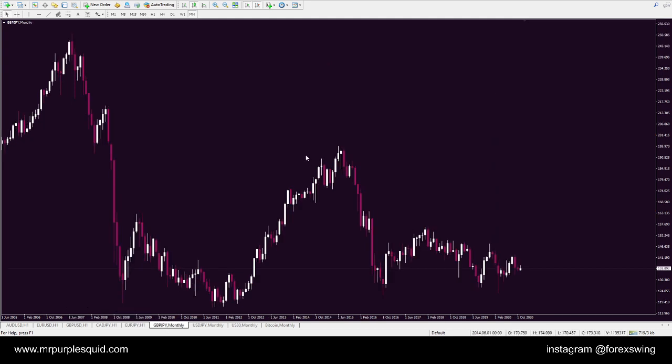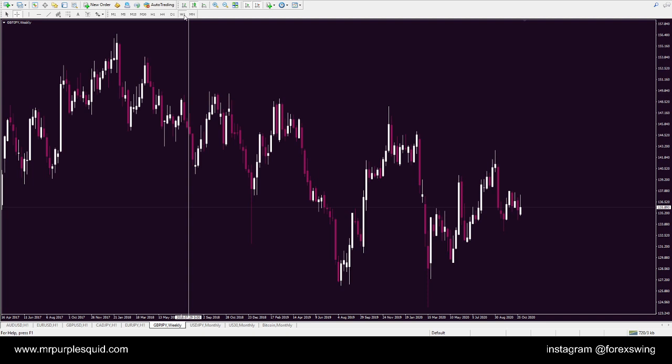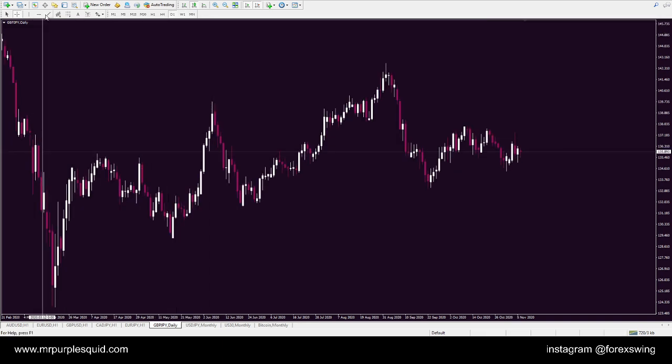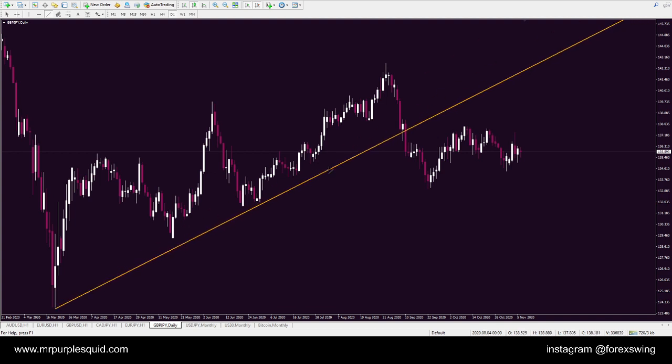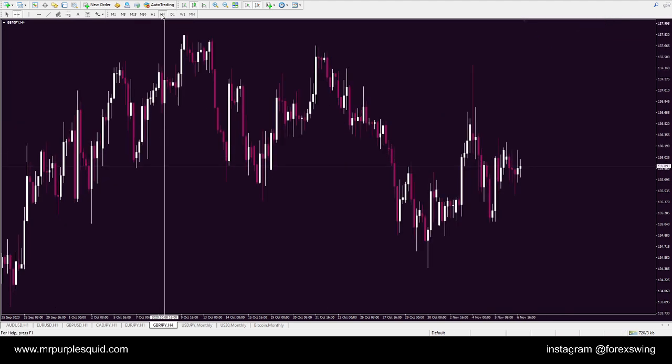On the GJ, nothing. Price at clear support down here. Weekly, no clean structure visible as yet. Daily, all right. We have a bullish trend here. Price broke the bullish trend, started doing some twerking about here. Nothing clear.